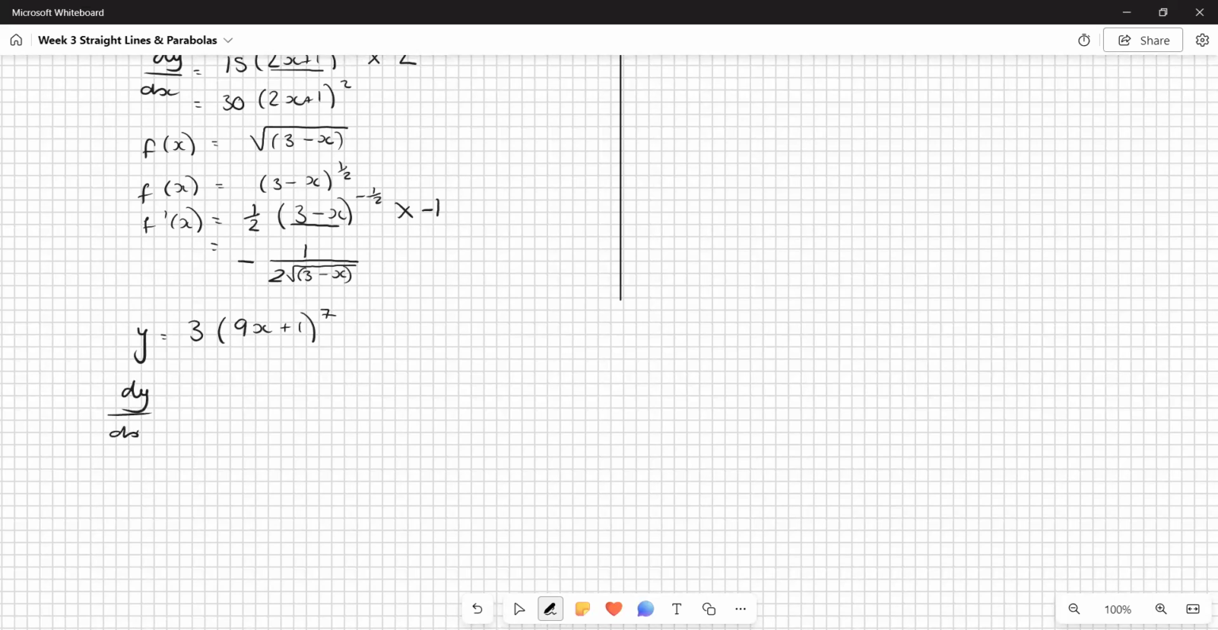So pretend the question says 3x to the power of 7. If it did, the answer would be 21x to the power of 6. But then we multiply by the derivative of our pretend x. The derivative of 9x plus 1 is 9. And I have no idea what 21 times 9 is.